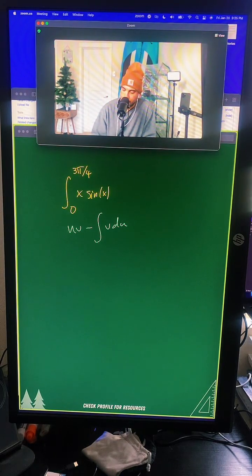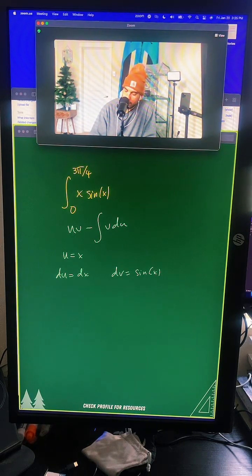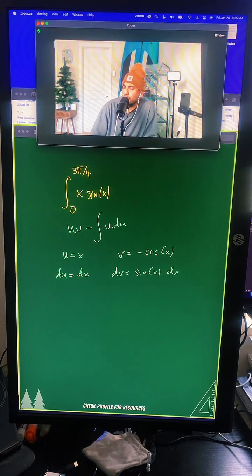Yes. Okay, so we're finding our values. Let's see. u is equal to x. du is equal to dx. dv is equal to sine of x dx. And then v is equal to negative cosine x. Okay, who got that? It was you. Yes, perfect. Okay, now we're going to go ahead and plug everything in.